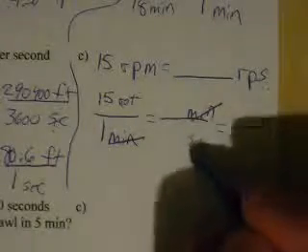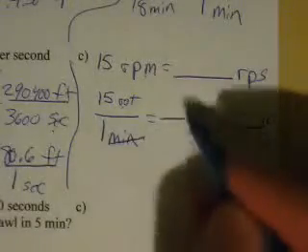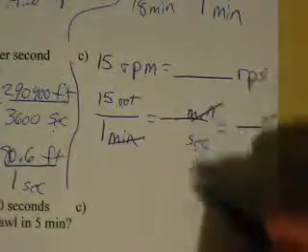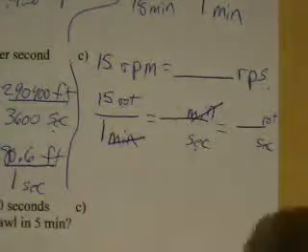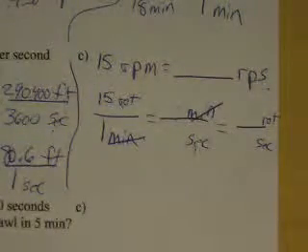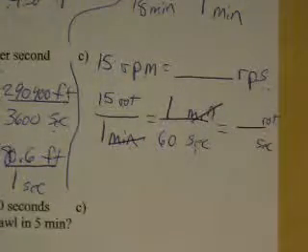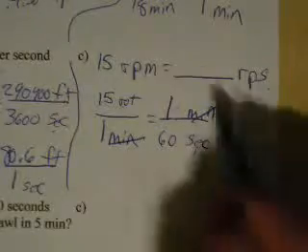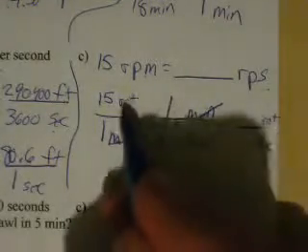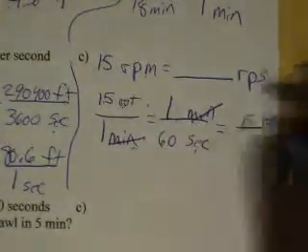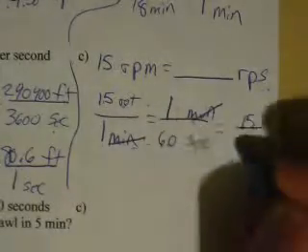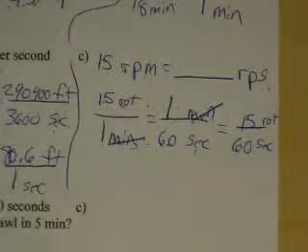So let's see. Minutes. What's the conversion between minutes and seconds? How many minutes are in a second, or how many seconds are in a minute? Hopefully you can see that 1 minute is 60 seconds. Well, with that, look at that, minutes gone. 15 times 1, I could do that in my head. 1 times 60, I could do that in my head.